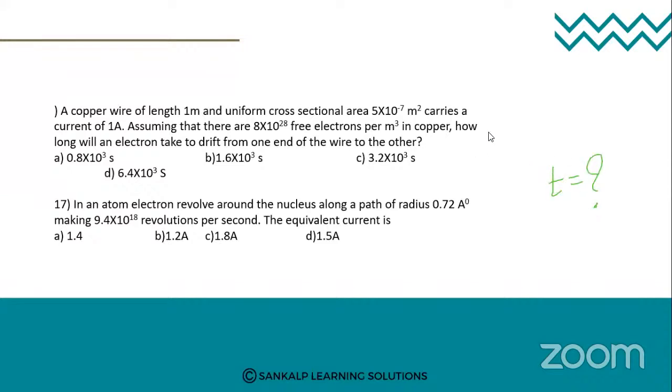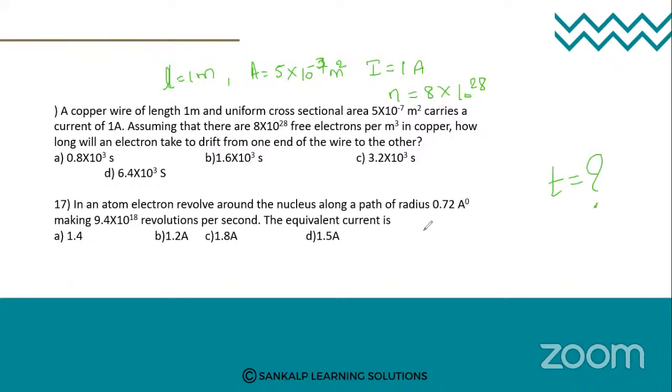Okay. So what all is given: the length value is given as 1 meter. And the cross sectional area is given as 5 into 10 raised to minus 7 meter square. It carries a current, so the current value is given as 1 ampere. Assuming that there are 8 into 10 raised to 28 free electrons per meter cube, that is, the n value is given as 8 into 10 to the power of 28. So we need to calculate time.